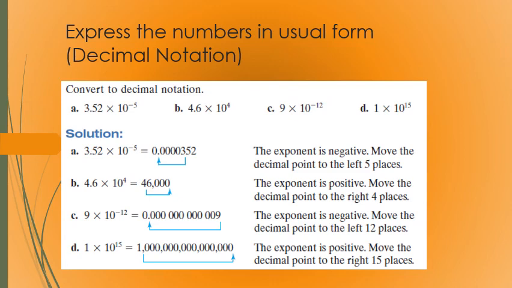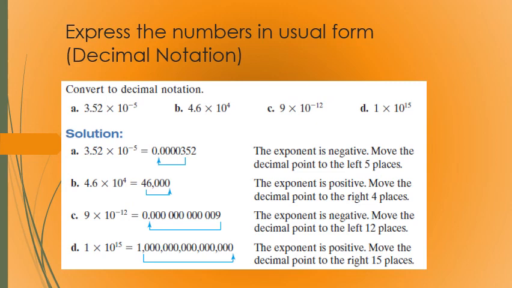Question C. 9 into 10 raised to minus 12. What about the exponent here? Here it is negative. You have to move the decimal point to the left 12 places. So the final answer comes as 0 point, then we have to place that many zeros. How many zeros will you place? You just see how many zeros are there. There are 11 zeros followed by 9.